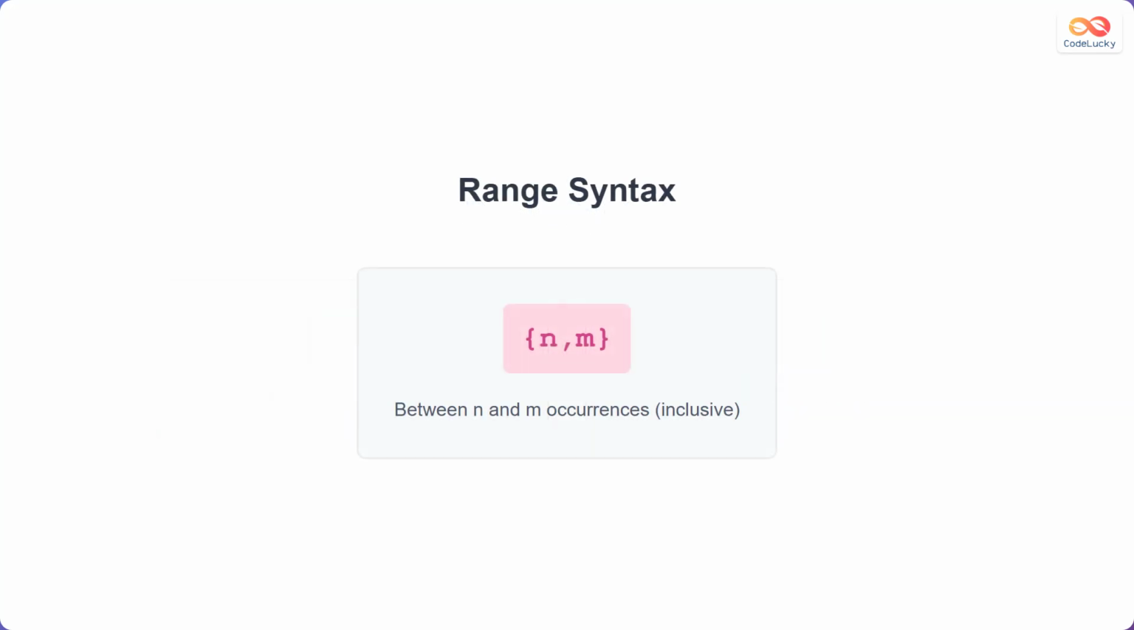Now let's look at the range syntax, represented as {n,m}. This matches between n and m occurrences inclusive. For example, a{2,4} will match aa, aaa, or aaaa, but not a or aaaaa. The n represents the minimum number of occurrences, and m represents the maximum number of occurrences that will be matched.